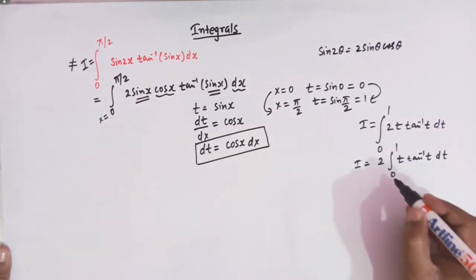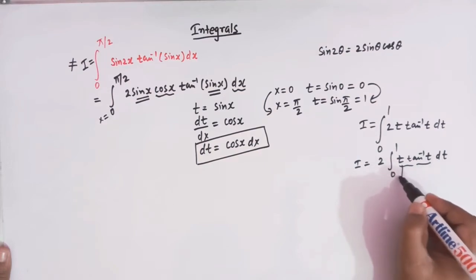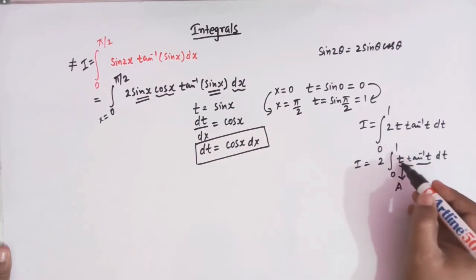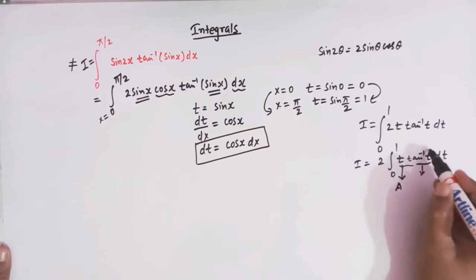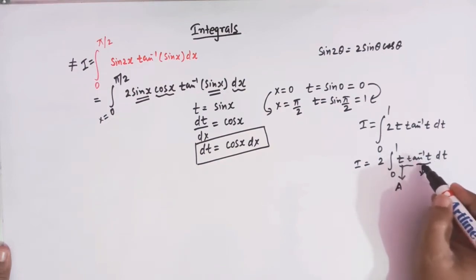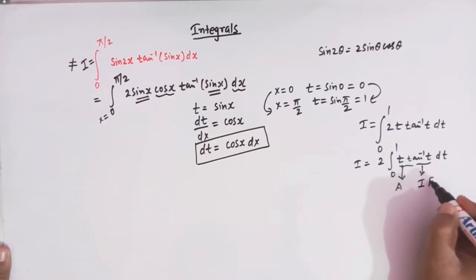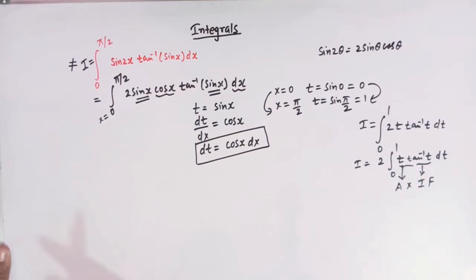Okay, so now here we have the product of two functions, right? So t is an algebraic function, or we can say t is a polynomial function, right? And tan inverse t is an inverse trigonometric function, right? So now we have the product of algebraic function and inverse trigonometric function. So what we will do, will make use of the method of integration by parts, right?